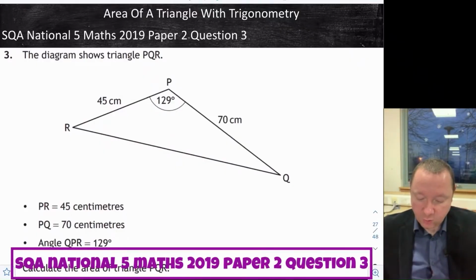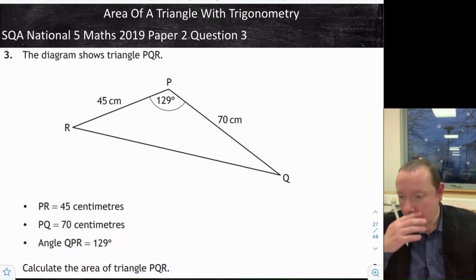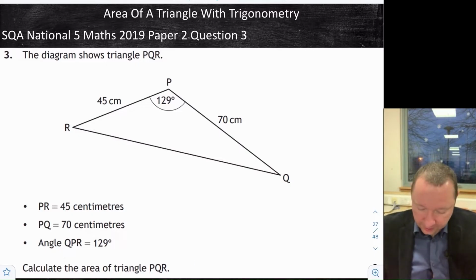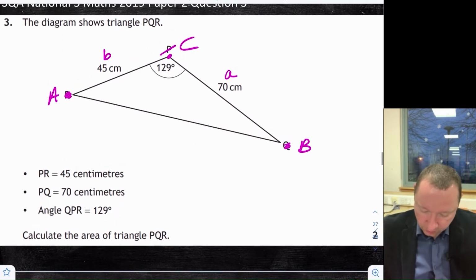National 5 Maths 2019 Paper 2 Question 13. So for this one, again, we've got our angle, so we'll call that our C, and then the other two sides could be our A and our B, and that would be our A and that would be our B. Calculate the area of triangle PQR. So the area is a half AB sine C.